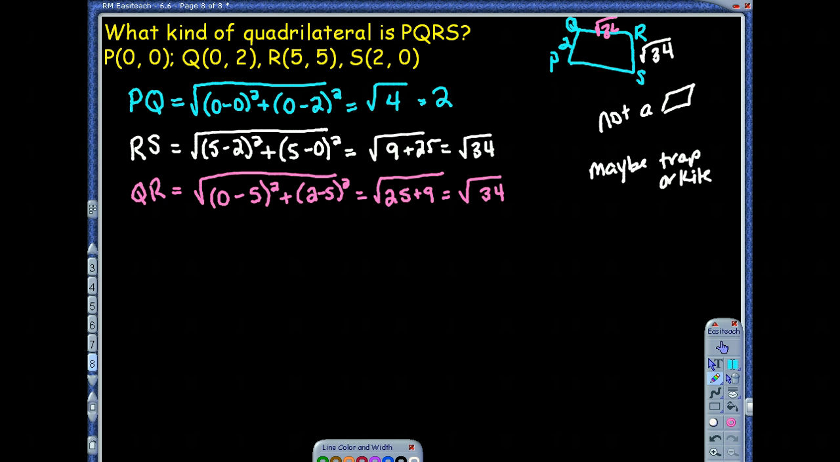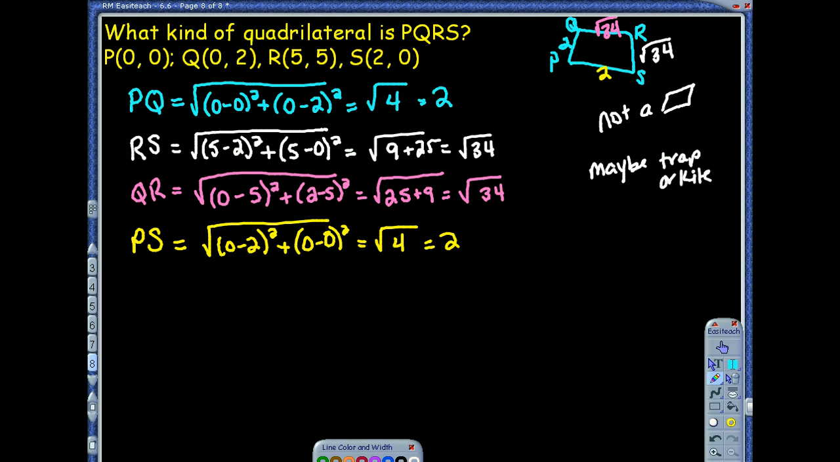Now, that still hasn't really determined anything because we did talk about trapezoids could have a pair of consecutive sides that were congruent. Right. But all right, let's do PS. So 0 minus 2 quantity squared plus 0 minus 0 quantity squared. So that's going to be the square root of 4, which is 2. So right now, what figure is this? It is a kite. And we didn't get any more specific with kites other than to say it is a kite.